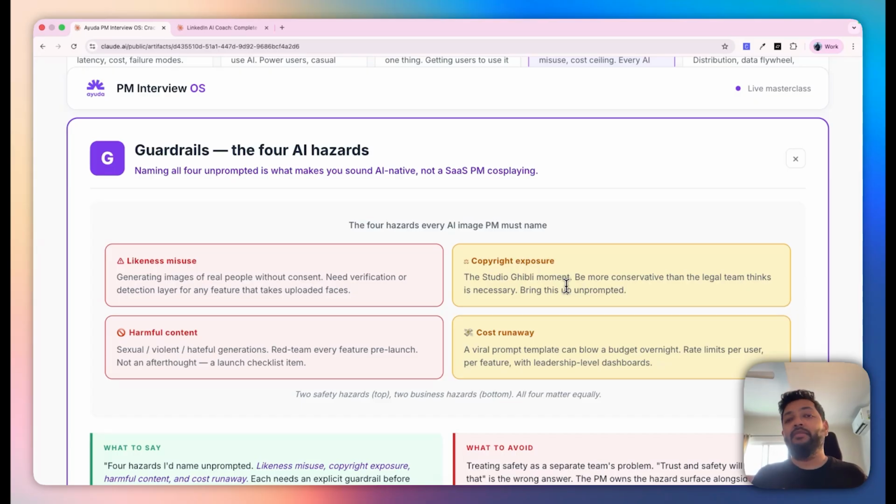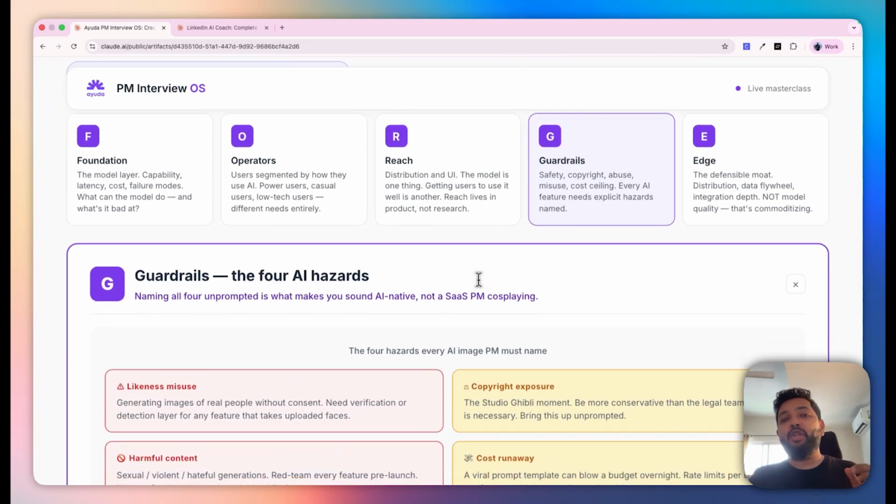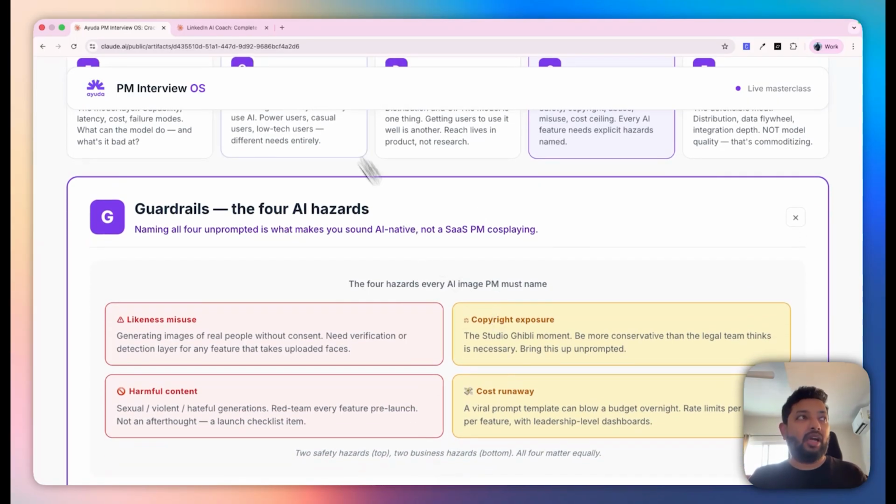Harmful content, like I said, violent content, sexual content, hateful content, that could go inside those chatbots, or the chatbot can say to the end user. And then the cost, right? If someone wants to use that feature 10 times a day, 50 times a day, 100 times a day, how is that going to blow up? So these are 4 things that you need to say as guardrails. After you've talked about the model, the users who are going to use it, and how you're going to reach the user, you need to talk about the guardrails.